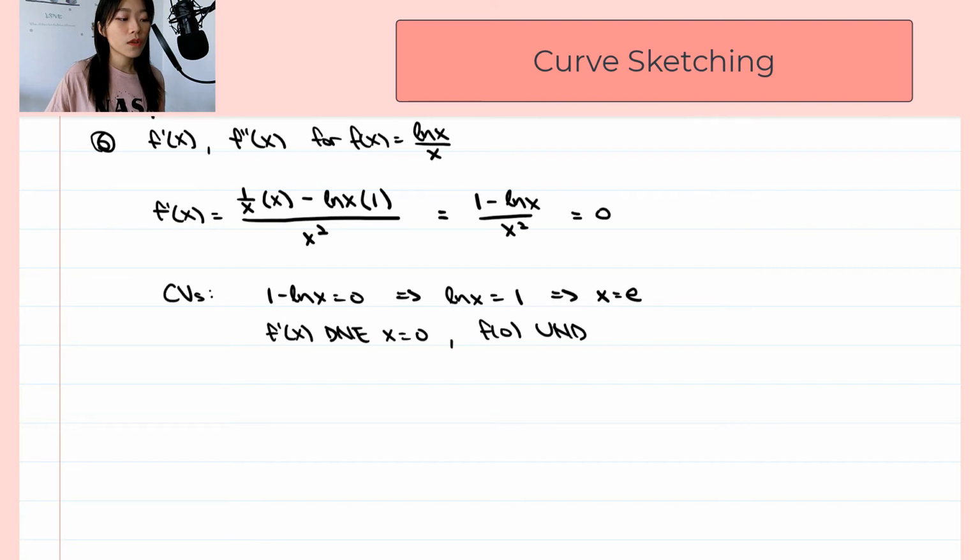So x equals 0 is not a critical value. So the only critical value for the function is x equals e. Now let's see the second derivative.